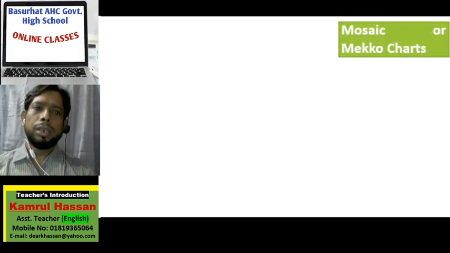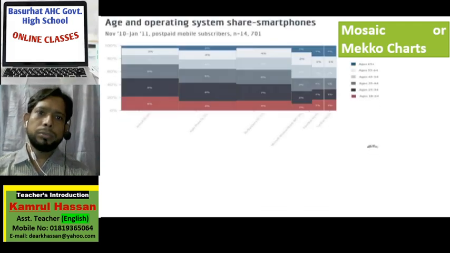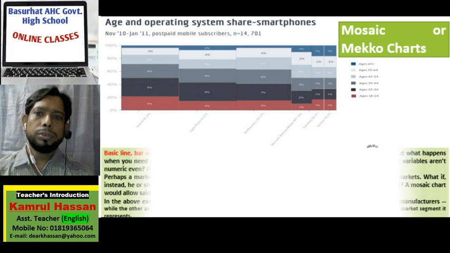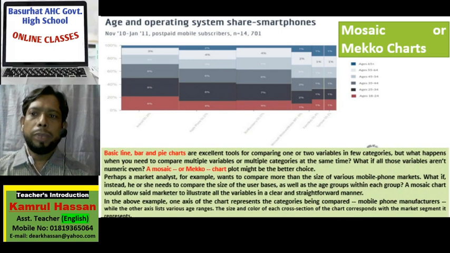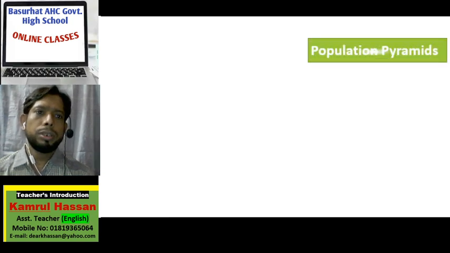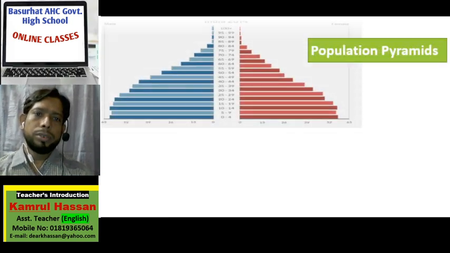So here is another kind, mosaic or macro charts. Basically these charts are used for iOS and operating system share of smartphones, and basic line graph and pie chart. Another one is called population pyramids.